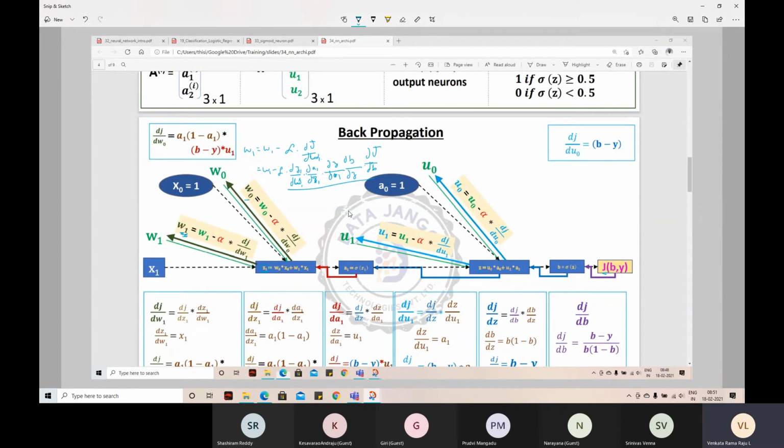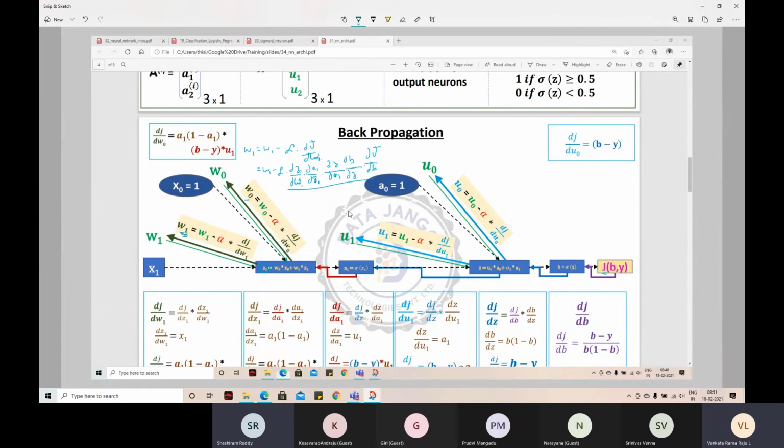Back propagation. Got it? Any questions? Everybody is silent. I am scared. Any questions? Can you please repeat it, sir?